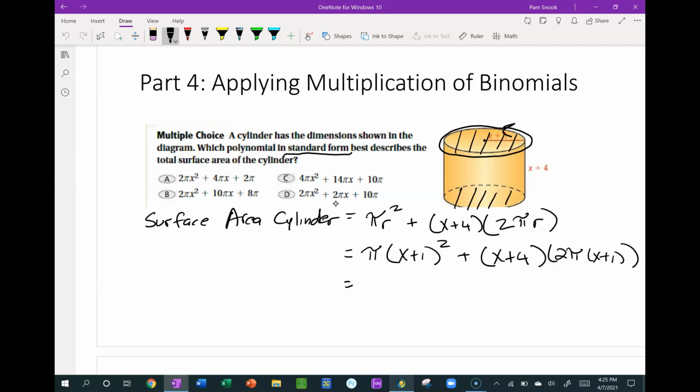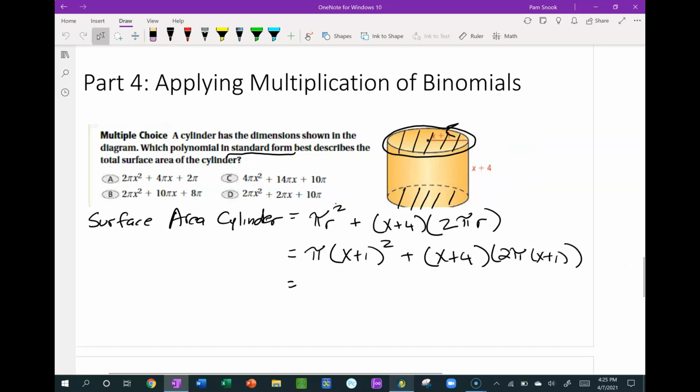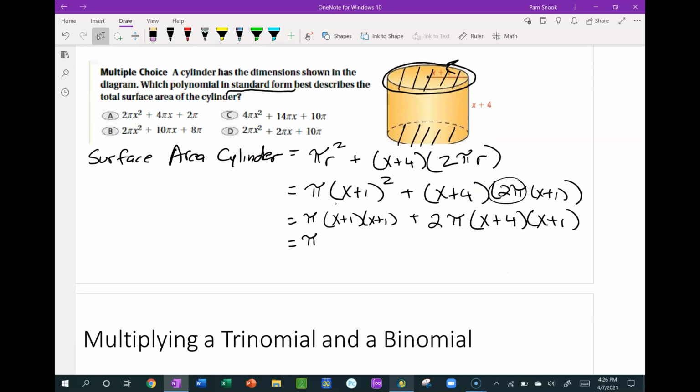And I'm going to simplify this a little bit. My first term is pi times, and this (x plus 1) squared, that means (x plus 1) times (x plus 1). And then I'm going to move this 2 pi out front, so I get a 2 pi times (x plus 4) times (x plus 1). So all I've done is some rearranging just to make it look better. All right, so here we go. Let's do our distributing. (x plus 1) times (x plus 1).